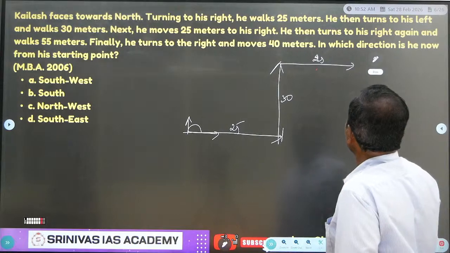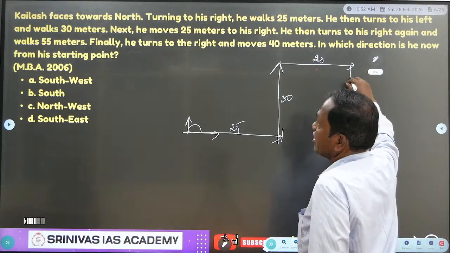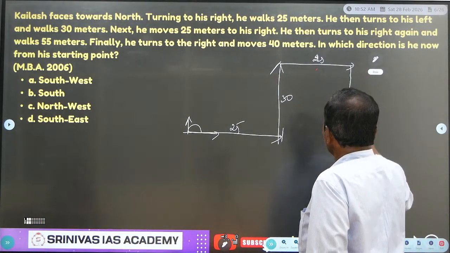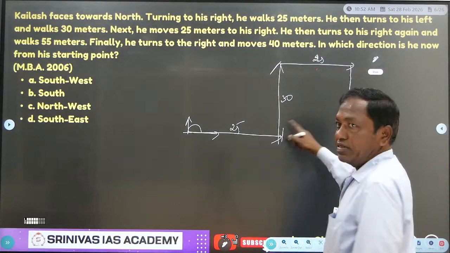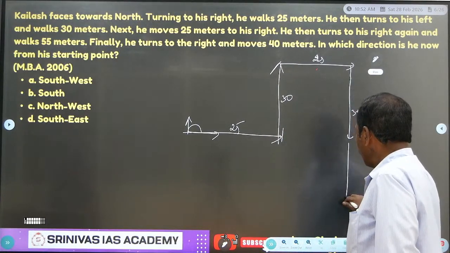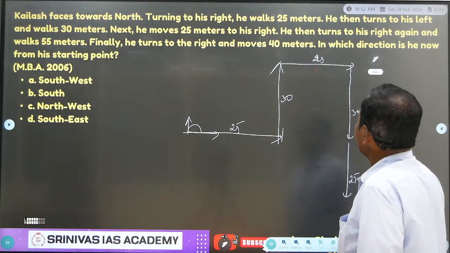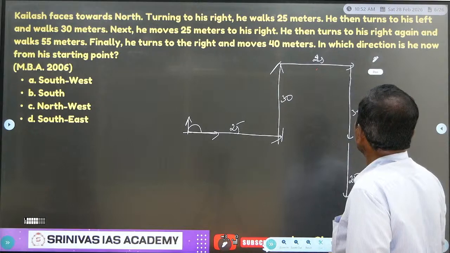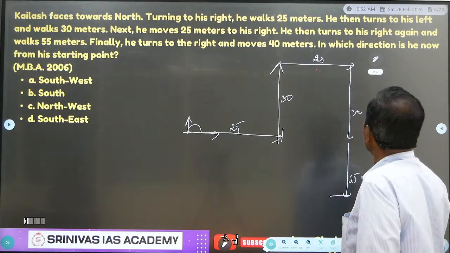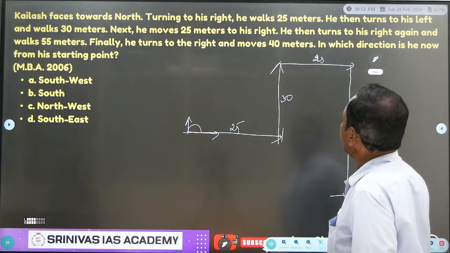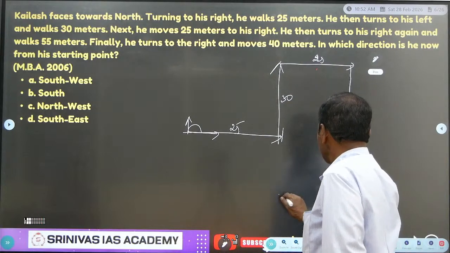He then turns his right downward again and walks 55. Till here is 30. This is 30, 55. One more arrow mark, make it, let us see, 25. He then turns to his right. Right means for us is a left. Again and walks 55. This is 25.